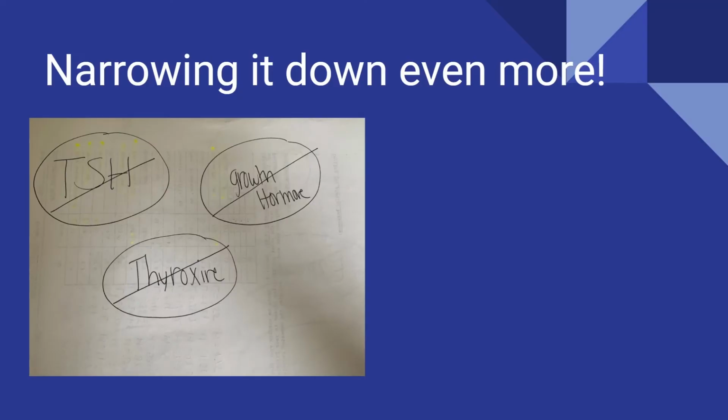Narrowing our hormones down even more. Continuing the elimination process, we ruled out both TSH and thyroxine, this being because the changes in the thyroid were of interest, but the changes were insignificant. Lastly, we ruled out GH because our rats were losing significant amounts of weight, therefore meaning a lack of GH was being produced.